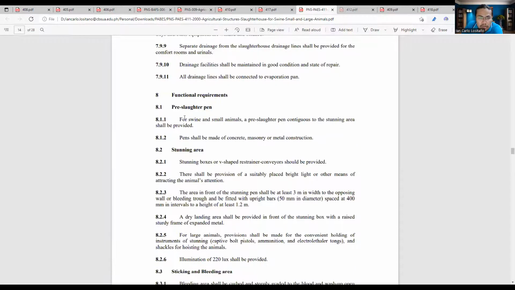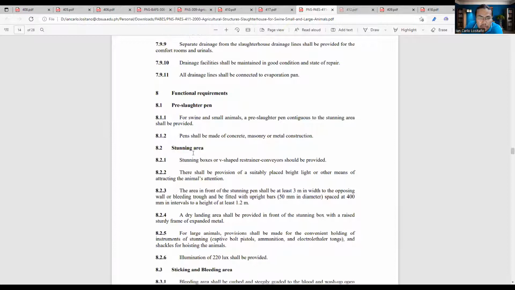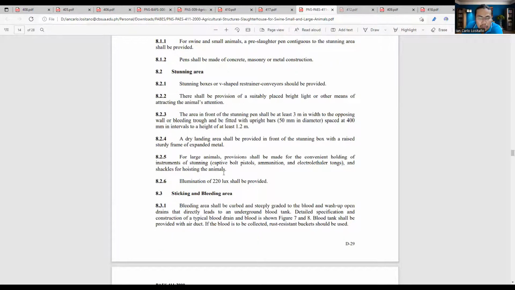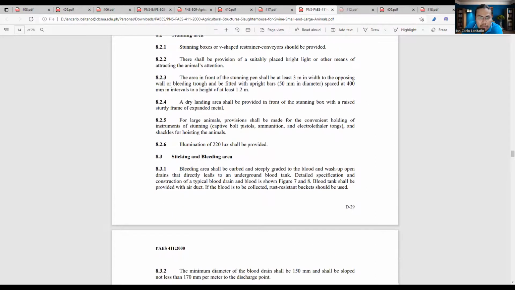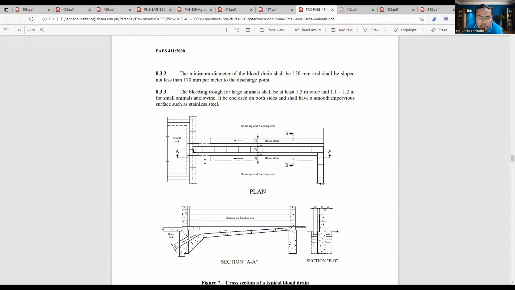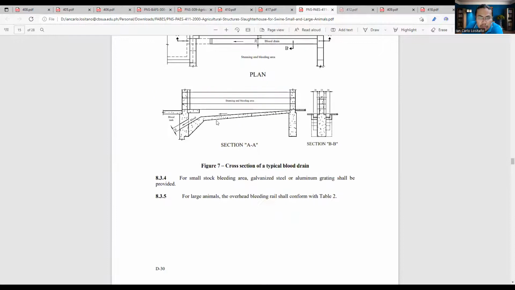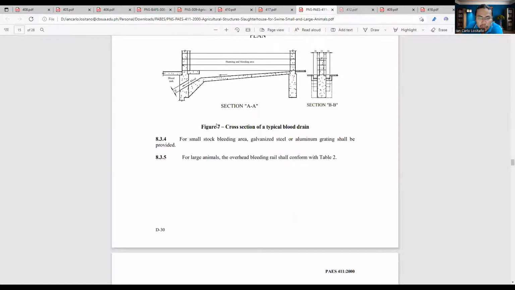Functional requirements, no? You have your pre-slaughter pen, your standing area. Okay, here are the requirements. Then you have your sticking and bleeding area, to bleed the animal prior to slaughter. Okay, there's a requirement for the minimum diameter of the blood drain. Again, in the Philippines, the blood is collected, and still treated as food.